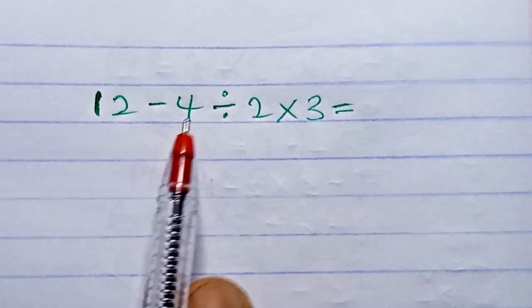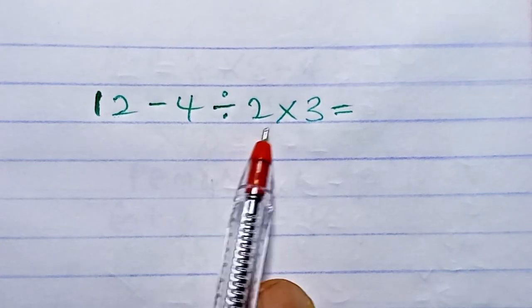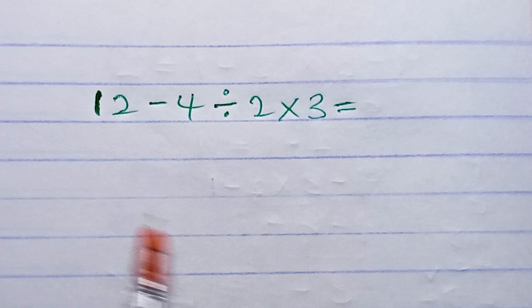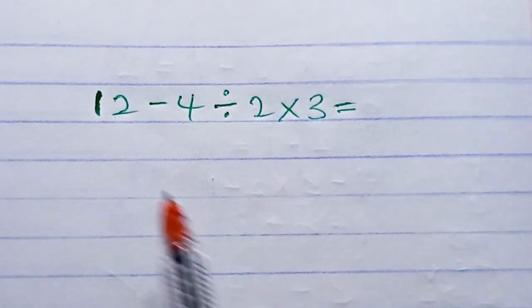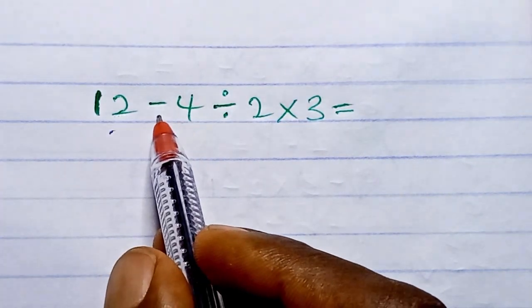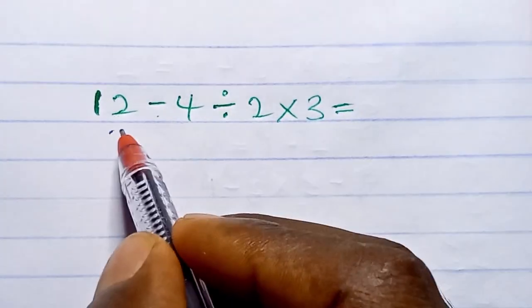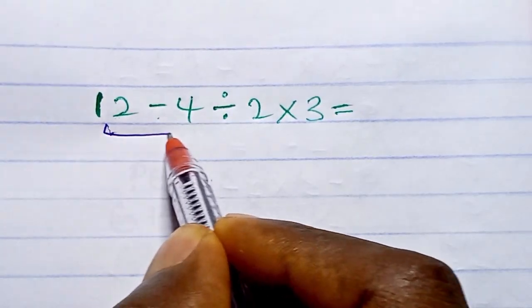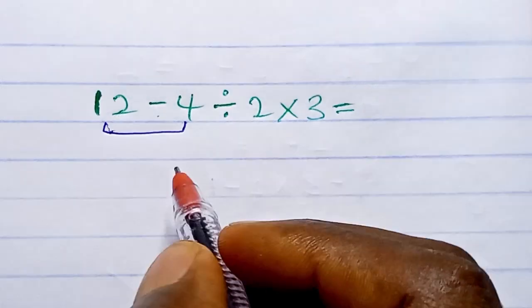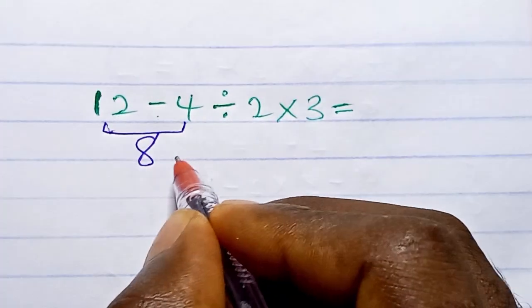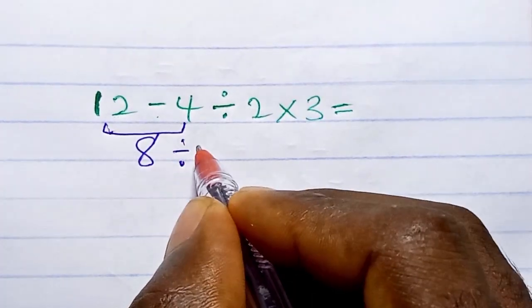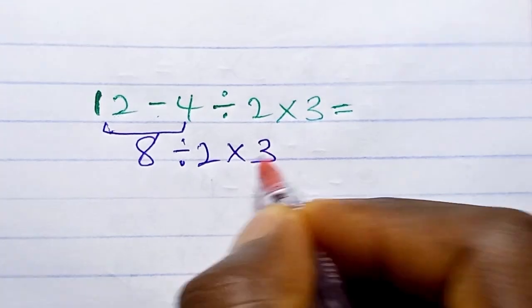12 minus 4 divided by 2 times 3. Most people get this wrong by starting from this subtraction followed by division and multiplication. So if you start from here, 12 minus 4 is going to give you what? 8. Divide by what? 2 times 3.